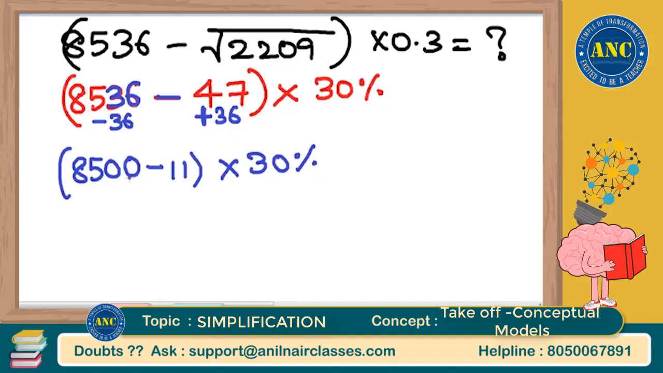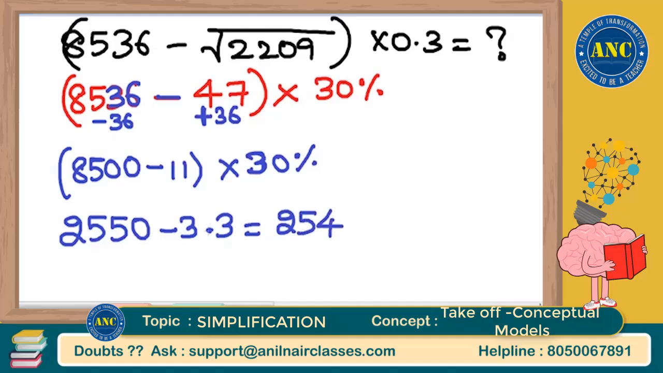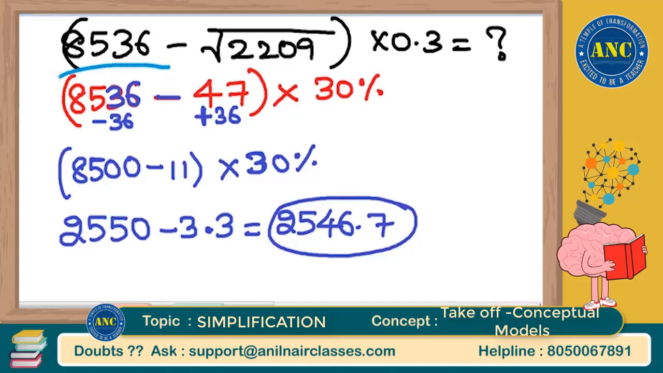These zeros will get cancelled. So it is 85 into 30. 85 into 30 will give you 2550 minus 10% is 1.1, 30% is 3.3. From 2550 subtract 3, you will get 2547, and again subtract 0.3, 2546.7. This idea of converting from this particular step to this particular step should strike you, so that it will be very easy in calculations.